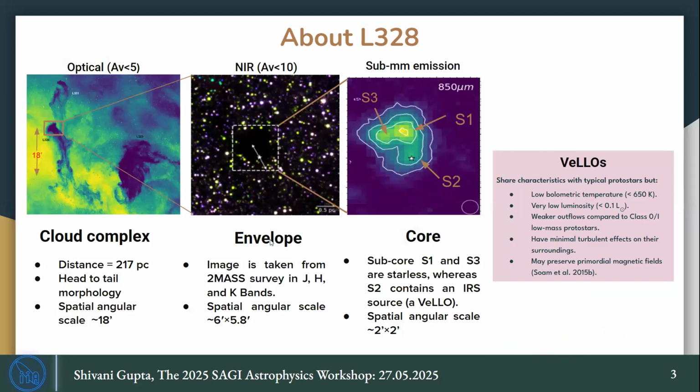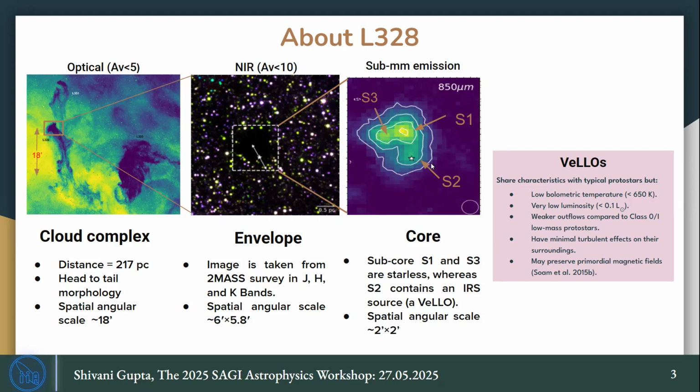First we will talk about the L328 cloud, which is located at a distance of 217 parsec and has a head-to-tail morphology. When we zoom in on this rectangular box with the help of NIR, we can see a dark patch which contains the L328 core. When we zoom in again with sub-millimeter emission using JCMT, we can see that the L328 core has 3 subcores, S1, S2, and S3.